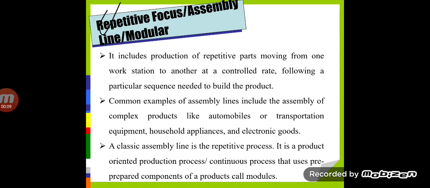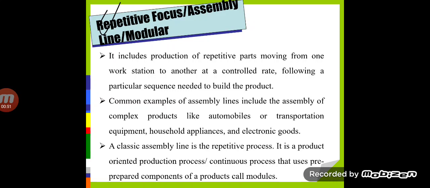In this lecture, we are going to start our next topic, which is repetitive focus or assembly line focus. The meaning of assembly line, repetitive focus, or modular assembly is that we have to produce the product step by step so that we can assemble a final product. It is one type of repetitive way of production through which we are producing a single product.